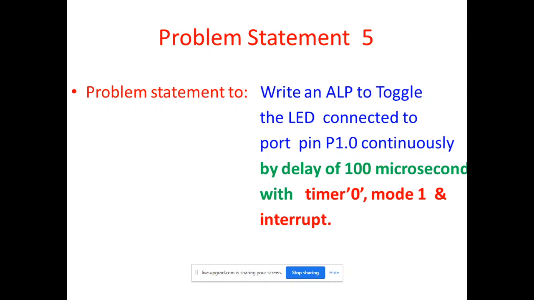Okay, toggle means you want to turn on and off. We are just concentrating now on a single LED, not all 8 LEDs. We want to introduce the delay of 100 microsecond with the timer 0, mode 1 and interrupt structure. Means we are not introducing delay with the software method. Here they are directly mentioning timer 0, mode 1, and that's why we must use the hardware method.